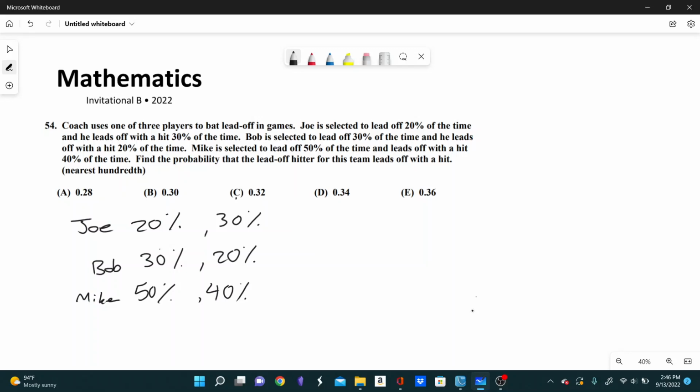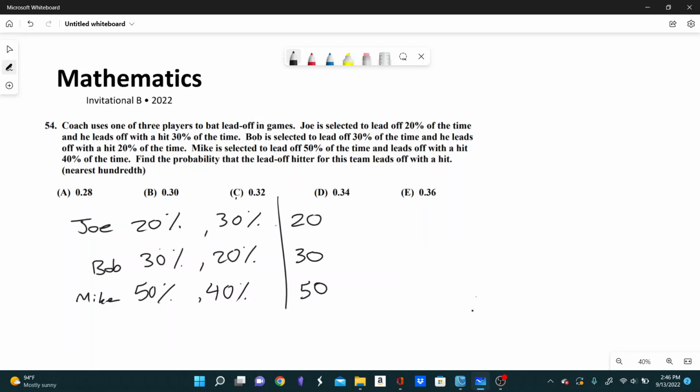So if you think about this in terms of, like, if you do 100 leadoffs, right? Then Joe would get 20 leadoffs, and then he would hit 30% of those. So let's change this into just terms of 100. So in 100 leadoffs, Joe would get 20 of them, Bob would get 30 of them, and Mike would get 50 of them.